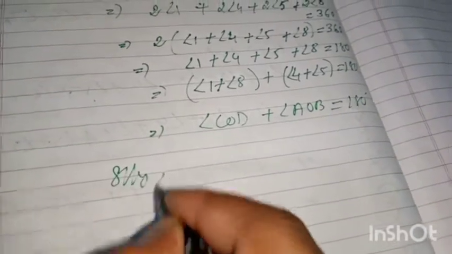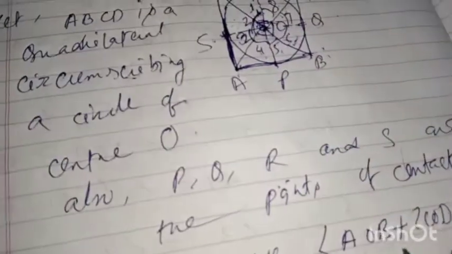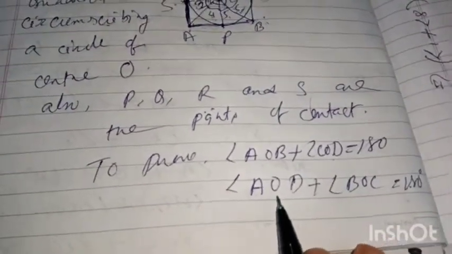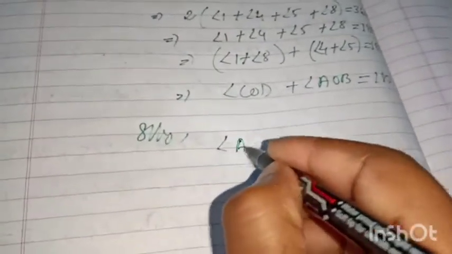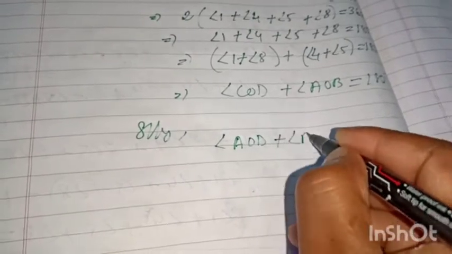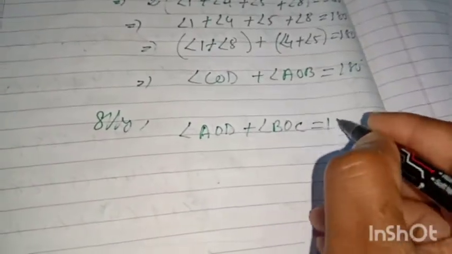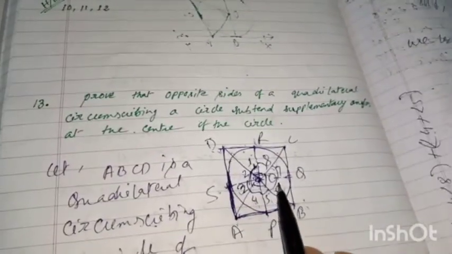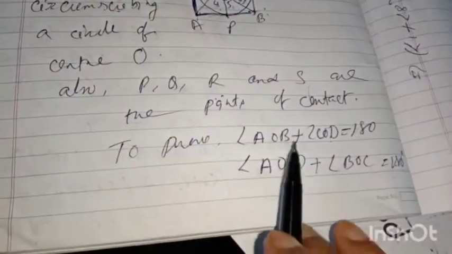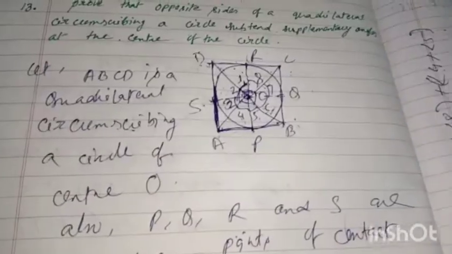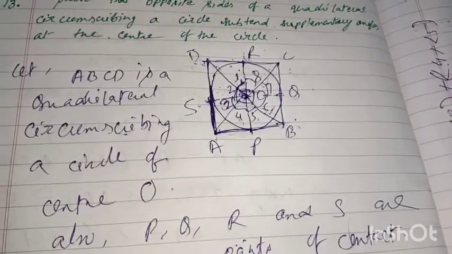Similarly you can prove the other. Once you get AOB plus COD equals 180, similarly you can prove AOD plus BOC. Angle AOD plus angle BOC is equal to 180. So, understood what we have done? Just number all the angles, then add, and you get 360. Then we changed according to the equal angles. Then we got the answer. Understood? Okay.